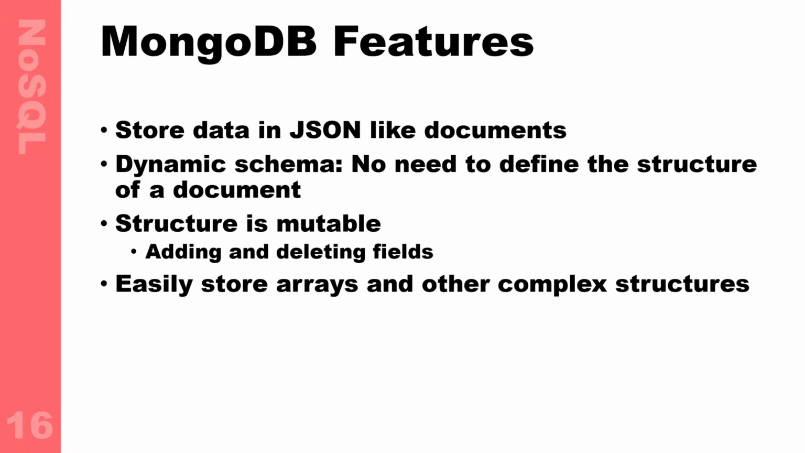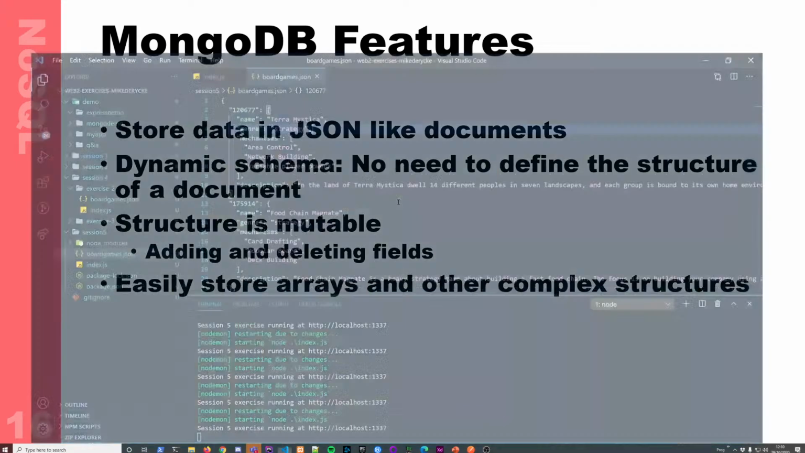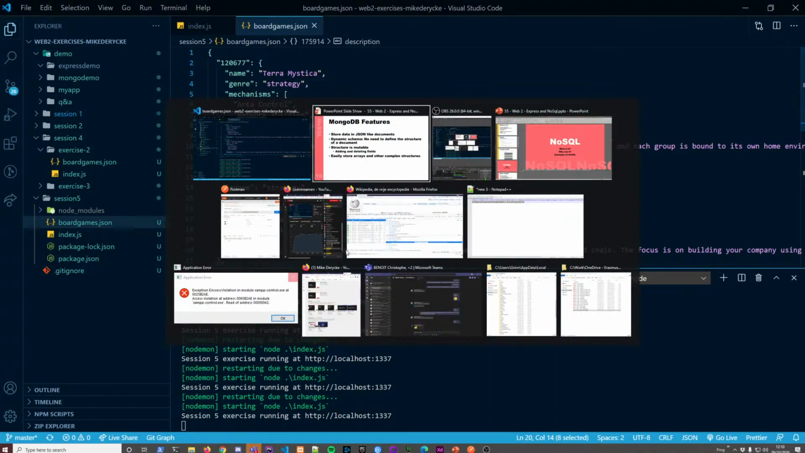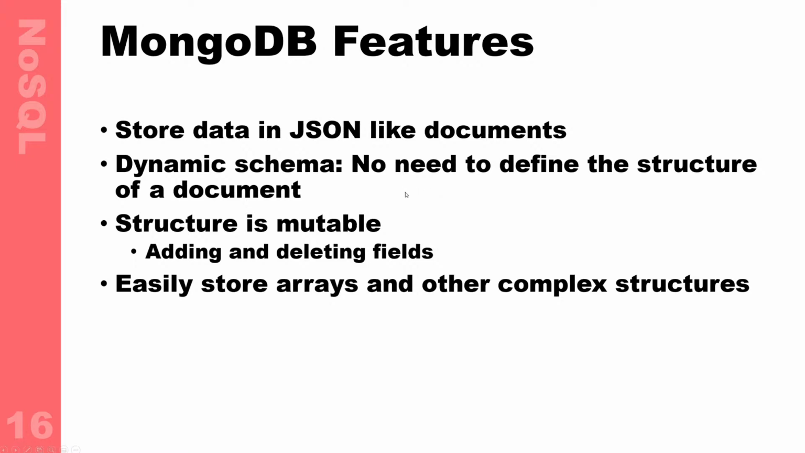MongoDB has a dynamic schema. You do not need to define the structure of a document up front. We have our board games. We do not have to say that each board game has name, genre, mechanisms, and description. You can just put something in there with just a name. MongoDB doesn't care. Structure is mutable. Like I said, adding and deleting fields is always possible.